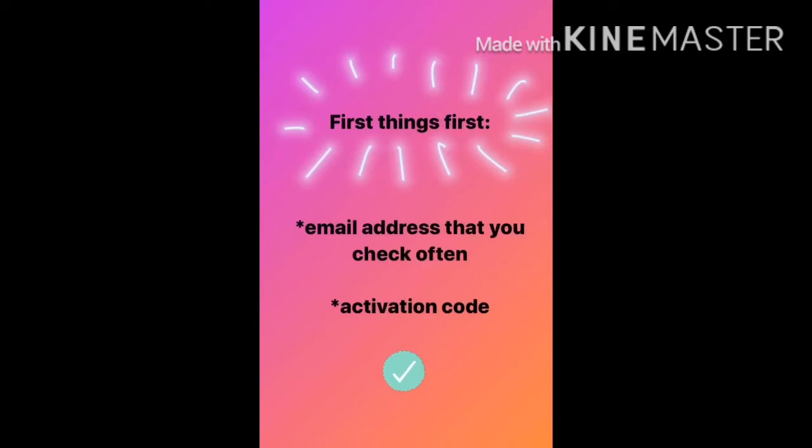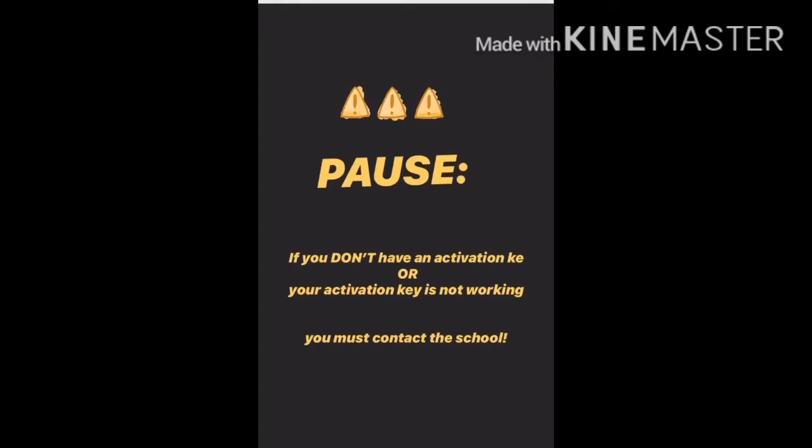First things first, you'll need an email address that you check often, and you'll need an activation code, which comes from the school. Okay, so here's one of the bummers about the activation code. If you don't have an activation code or your activation key is not working, you must contact your child's school. So in this case, you're going to contact Everett. You're not going to be able to reset the activation code yourself.